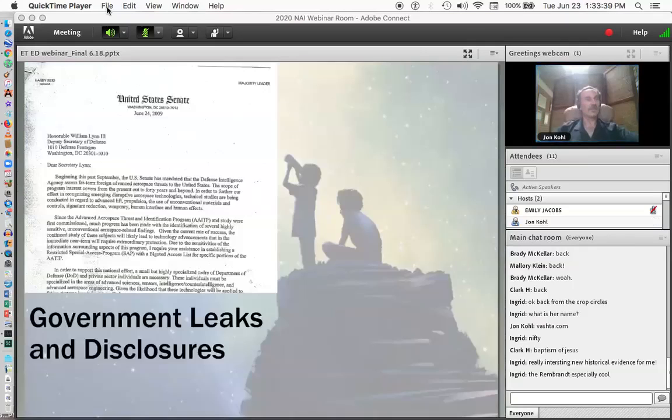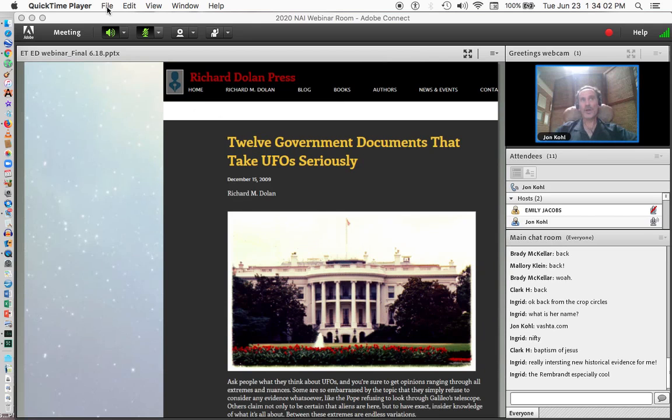So a fourth category would be government leaks and disclosures. This is a very interesting space right now, and has been for the history since the 50s. Many documents have come out of the government, sometimes by whistleblowers, but many times they've just been declassified and picked up by Freedom of Information Act. Richard Dolan is the most well-known historian in government disclosure and ufology, with many books, and he has identified 12 government documents that pretty clearly show how seriously the U.S. government takes UFOs, or UAPs, or AAVs, which is another term used today, the autonomous aerial vehicles. These are terms to avoid the negative baggage of the term UFO.